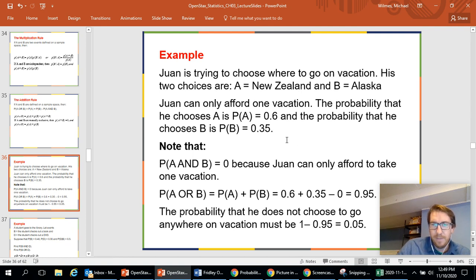And we note that the probability of A and B is 0 because this person can only afford to take one vacation. So to calculate the probability of A or B, so New Zealand or Alaska, we take those probabilities, we add them together, and there is no intersection. So this person has a 95% chance to go on a vacation. The probability they don't go on vacation would be 1 minus that 95%. So a 5% chance they don't go on a vacation, and 95% chance they do.